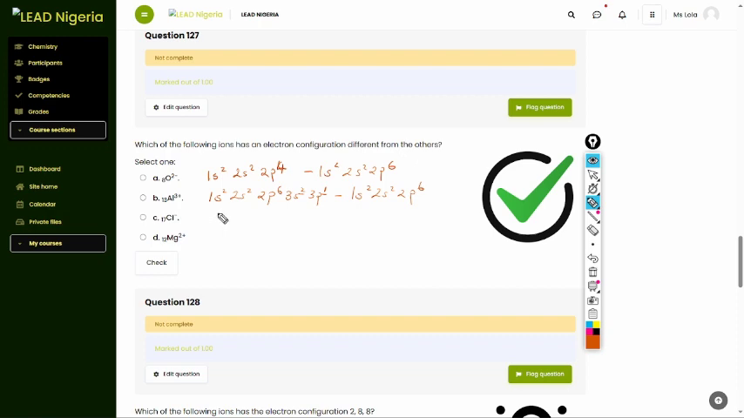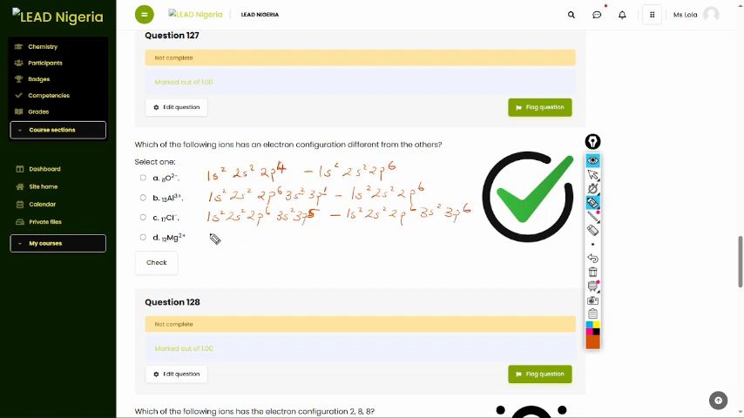Now chlorine is 17. So 1s2, 2s2, 2p6, 3s2, 3p5. Six plus 2 plus 2 is 10, and 17 means this should be 5. Now chlorine forms a negative ion by gaining 1 electron. That's why it's minus. When it gains 1 electron, 3p5 becomes 3p6. So we have 1s2, 2s2, 2p6, 3s2, and 3p6.